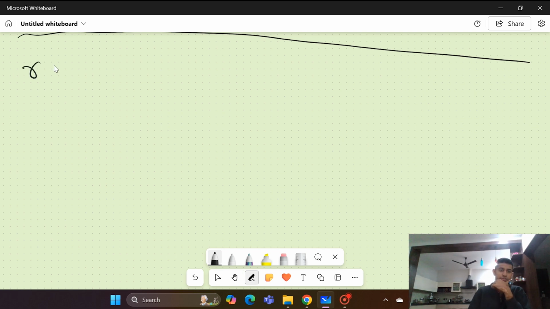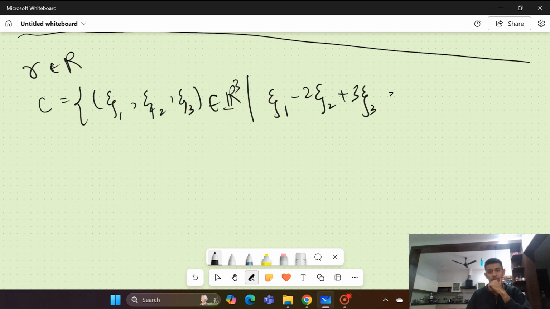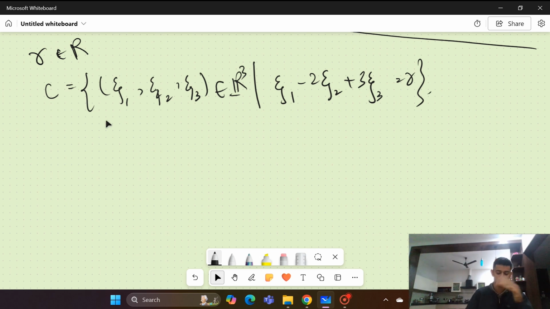Just assume that gamma is a real number. Okay. And then show that C is G1, G2, G3, which is a real number thing, and G1 minus 2 G2 plus 3 G3 is gamma, and they're all related to each other like this. Okay, so let's try to show the first property.